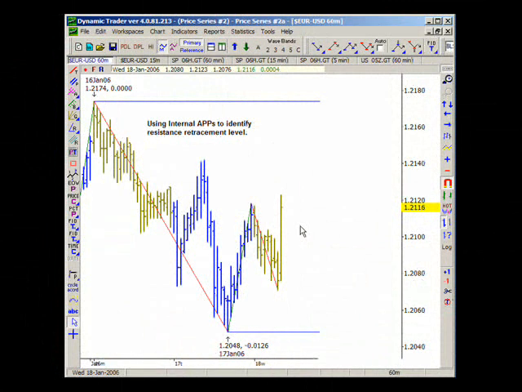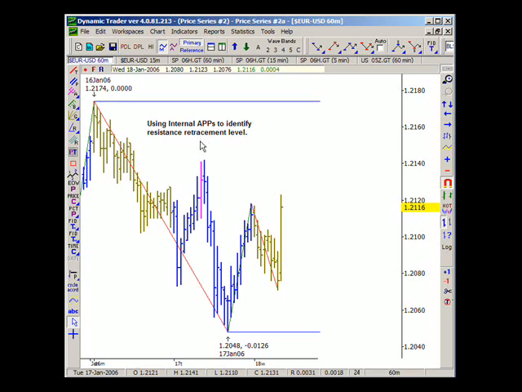In part 1 of this series of tutorials, we taught you how to use the alternate price projections to help identify in advance which retracement level was most likely to be support, resistance, or trend reversal. And we taught you how to use the internal APPs, our alternate price projections, to identify those retracement levels in advance. Now, what do I mean by internal APPs?